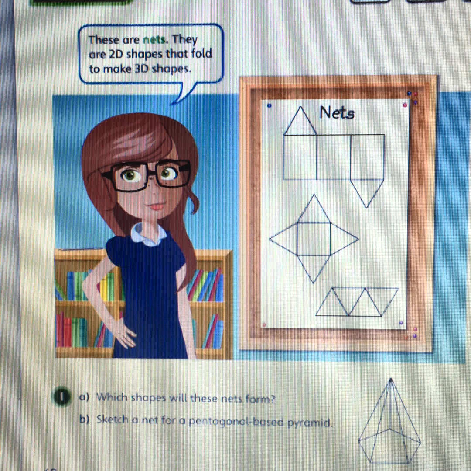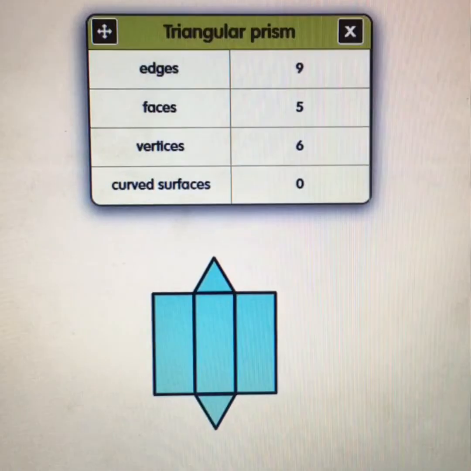So there you've got a pentagonal based pyramid. It's pentagonal based because the base is a pentagon, which has 5 sides. So can you sketch a net for a pentagonal based pyramid? What would that look like? Okay, have a go. Pause the video.